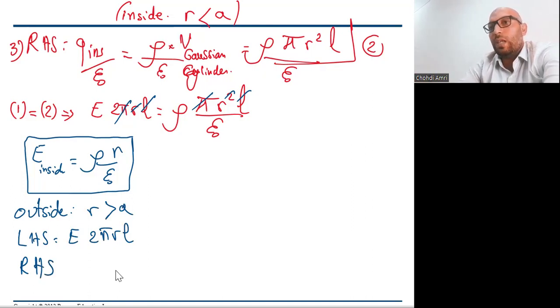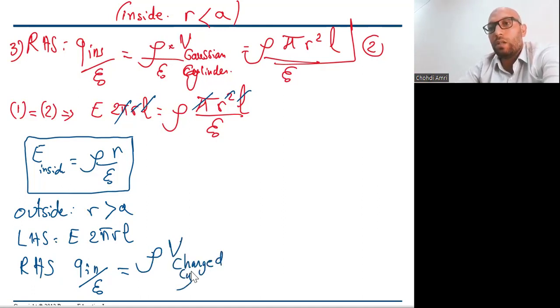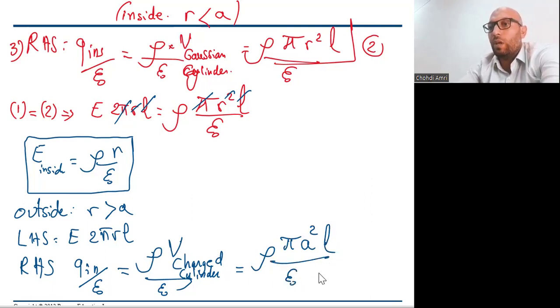Right-hand side, in this case, it will be Q inside divided by epsilon naught. And in this case, Q inside is the total charge Q. And Q is what? Rho multiplied by V. Which V? V of the charged cylinder. It will be rho multiplied by pi A squared multiplied by L divided by epsilon naught. This is the second term, this is the first term, and like that we can get our result.